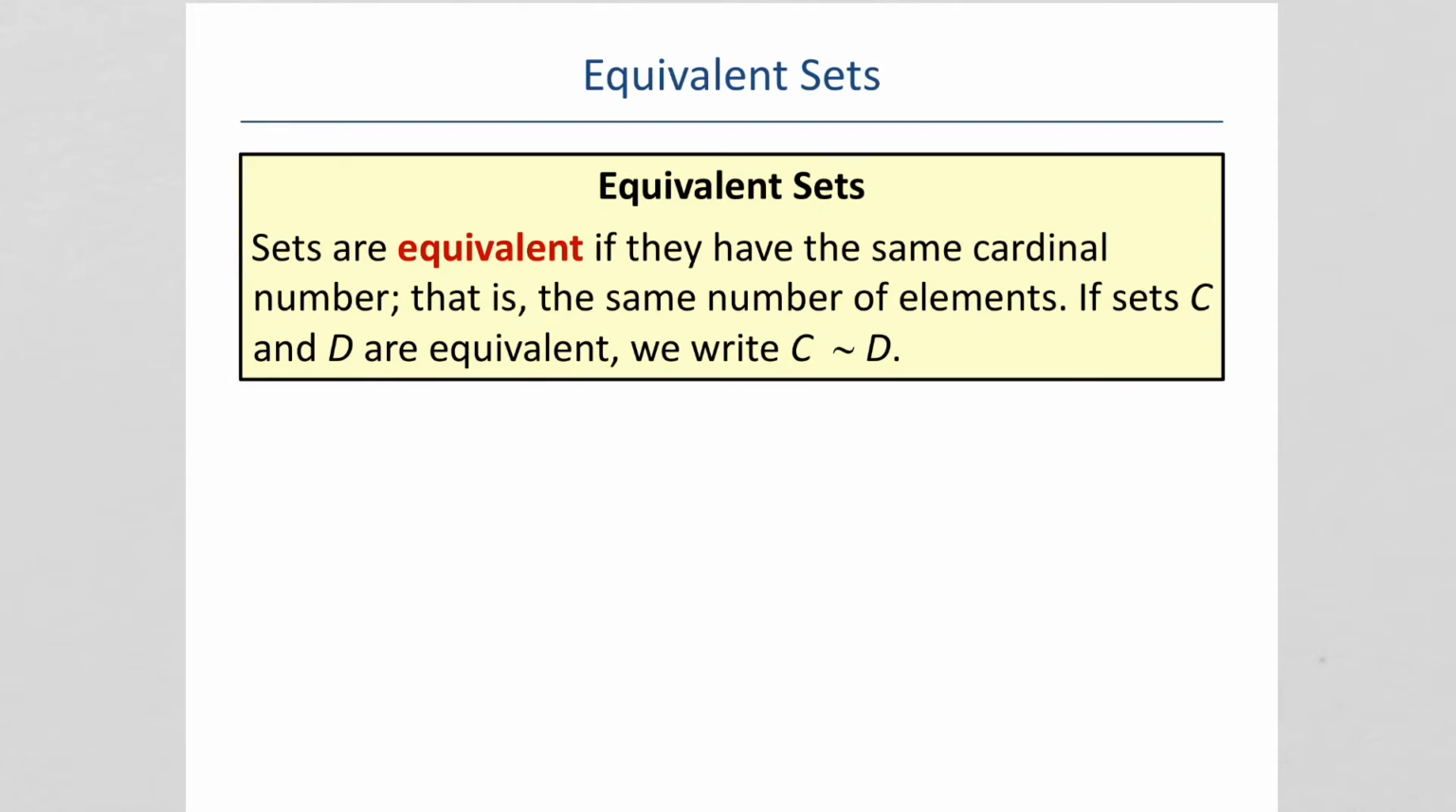Sets are equivalent if they have the same cardinal number or the same number of elements. The elements have to be the same to be equal, but to be equivalent, they don't have to be the same. They just have to have the same number. And we write when sets are equivalent with a little squiggle in between.